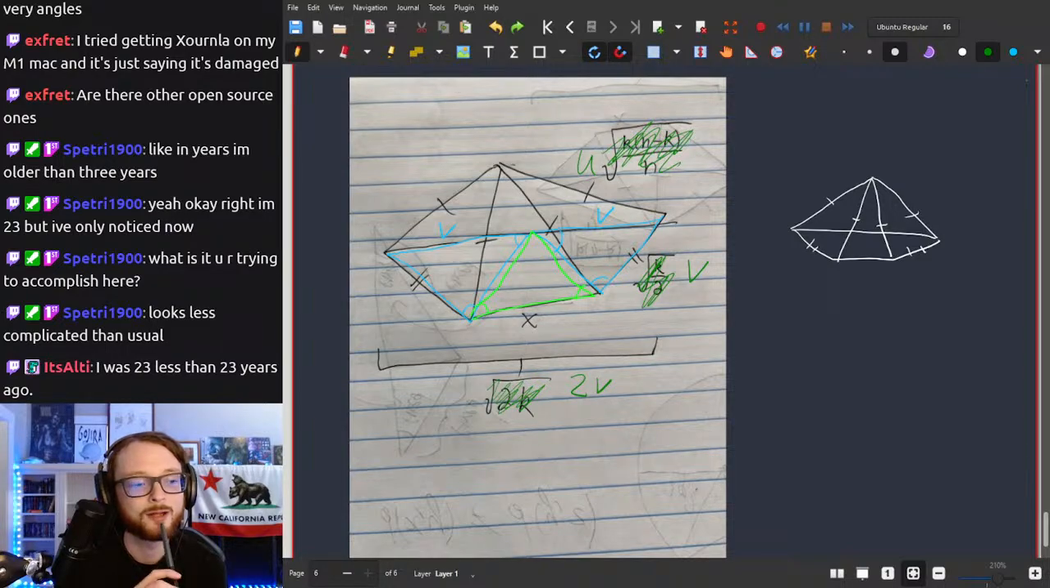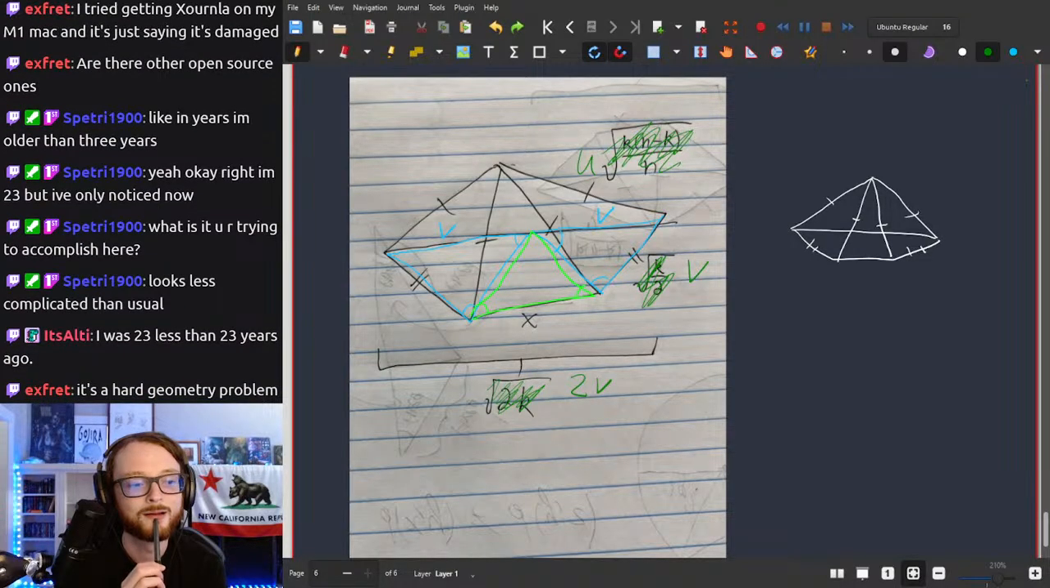I've drawn on this a lot, but yeah, it is a hard geometry problem, but at least it's not like the complex analysis I've been doing, where more people will recognize what's happening.